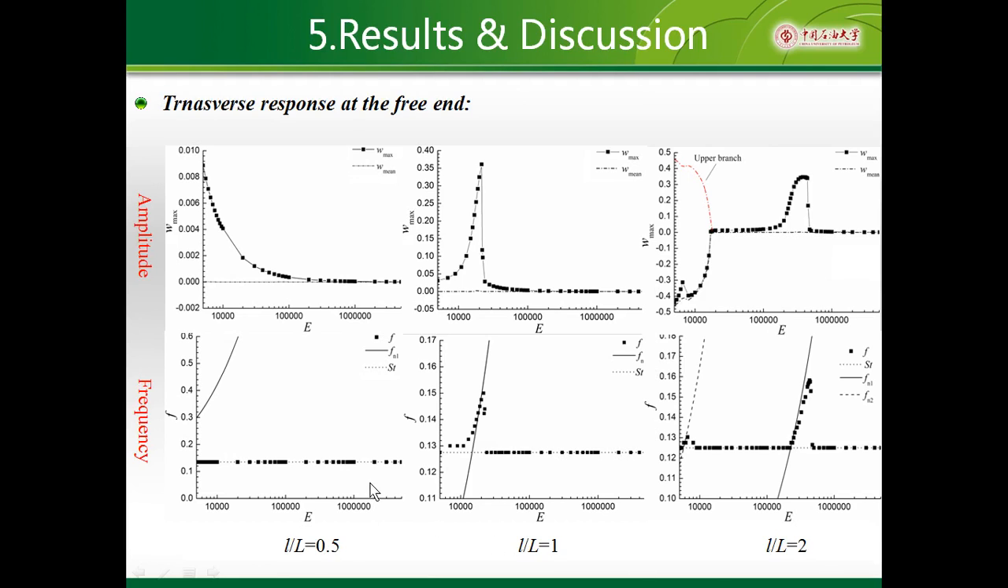These figures show the transverse response at the free end of the plate. As shown in the first column, when the plate is very short, the natural frequency of the plate does not interact with the vortex shedding frequency in the parameter range we considered, and the vibrating amplitude of the plate is very small.